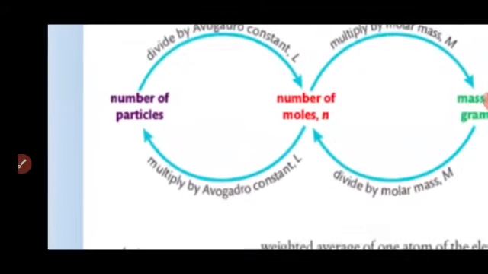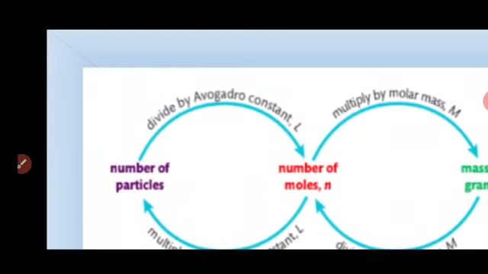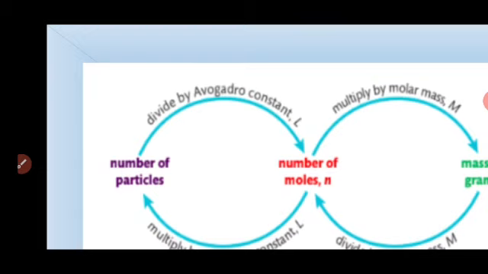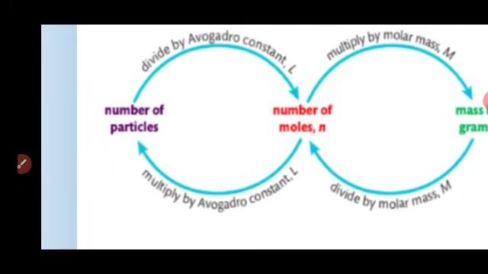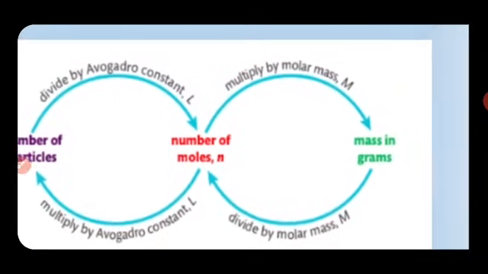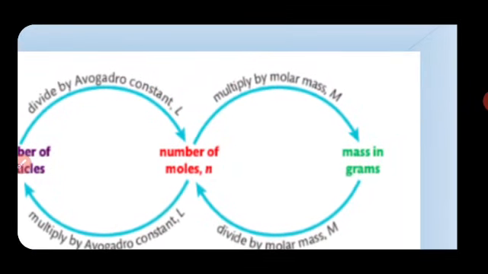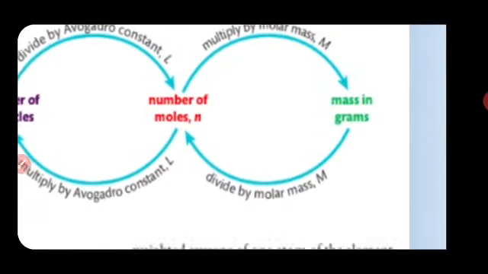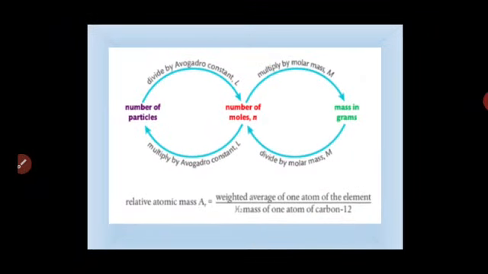Here is one more. Number of particles are converted into number of moles. So here the way is given: divide by Avogadro number, or to convert moles into particles, we have to multiply by Avogadro number. Similarly, mass in gram. So number of moles multiplied by molar mass will give you mass in gram, or if mass in gram is given, if we divide by molar mass, we will get number of moles.